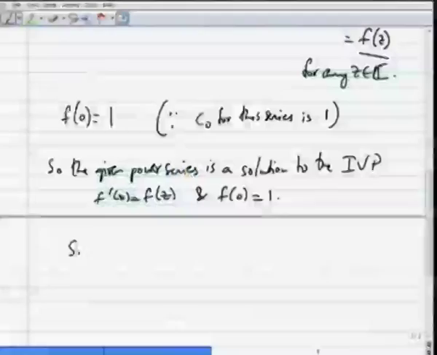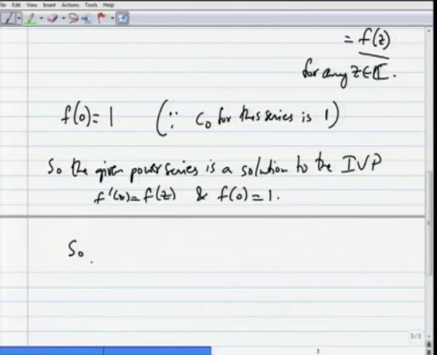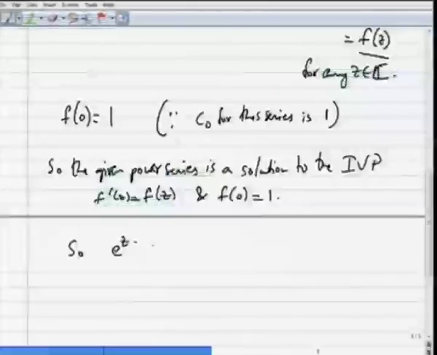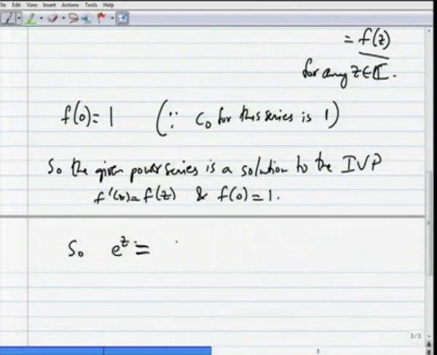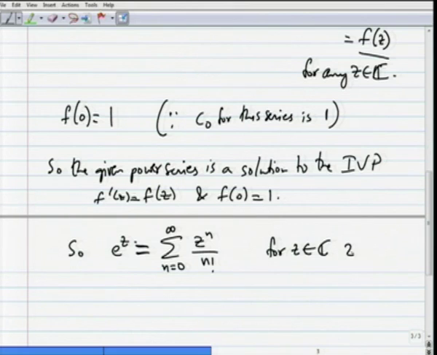So we know that e power z is also a solution. We defined the solution to this IVP as e power z. So e power z has to equal this power series, sigma z power n by n factorial, n equals 0 through infinity. At z equals 0, we define this to be 1. So e power z has this power series expansion around z equals 0, for any z belonging to C, z not equal to 0.